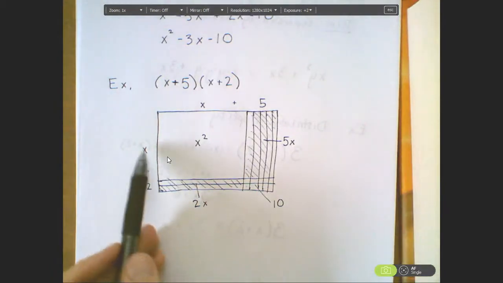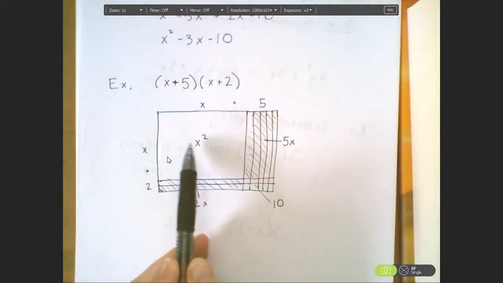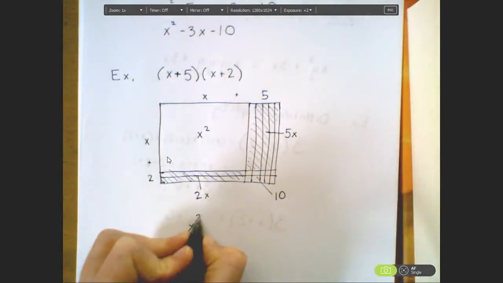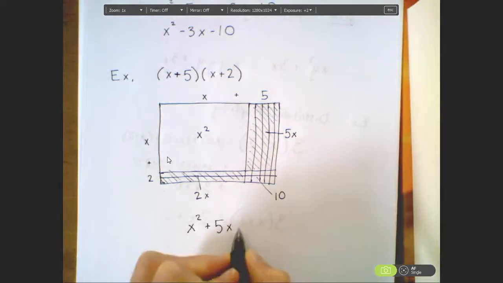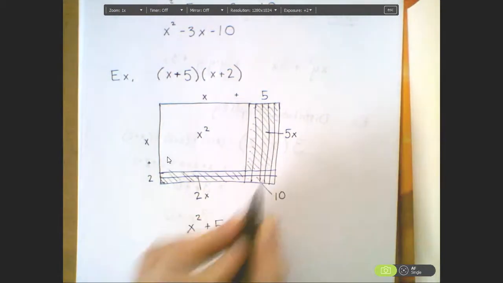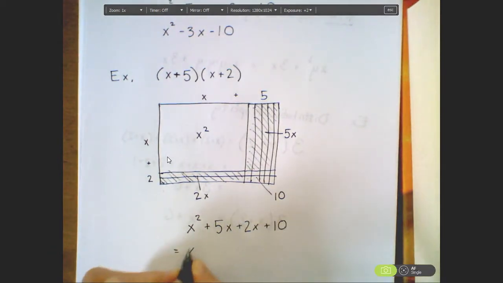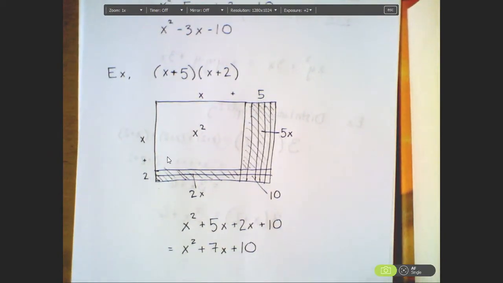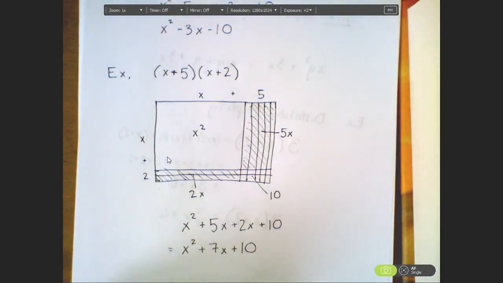So all in all, what happens when I multiply x plus 5 times x plus 2? I'm left with an x squared, and I also have 5 x's, I have 2 x's, and then I have a group of 10. And altogether that gives me x squared plus 7x plus 10. Again, we could use the standard distributive property to visualize what's going on here as well.